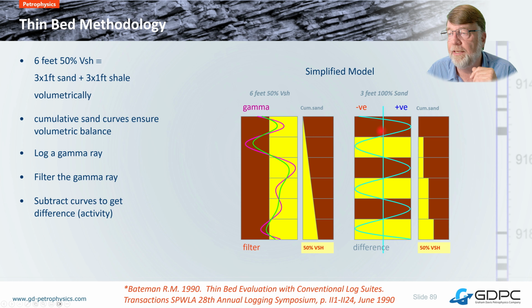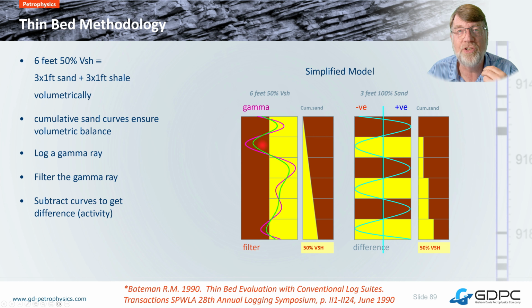And in the shaly layer, obviously we get a positive deflection because we're taking the filter away from the original, which leaves a positive shaly wiggliness, if you like. And then the gamma ray minus a bigger sandy squiggle gives you a negative squiggle. It's all about the squiggles, basically.